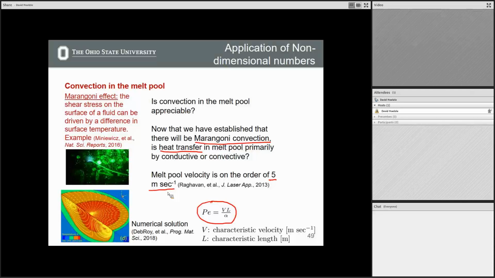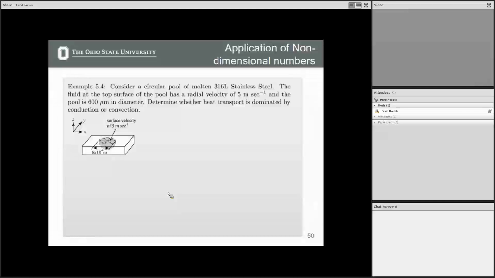Okay. So melt pool velocity on the order of 5 meters per second from the literature. So we can do a similar problem as this. Consider a circular pool of molten 316L stainless steel. Fluid at the top of the surface has a radial velocity of 5 meters per second. So that would look like you have a molecule that starts in the center and goes to the edge in some direction, depending on where it's at. And the melt pool is 600 microns in diameter. Determine whether heat transfer is dominated by conduction or convection in this melt pool.